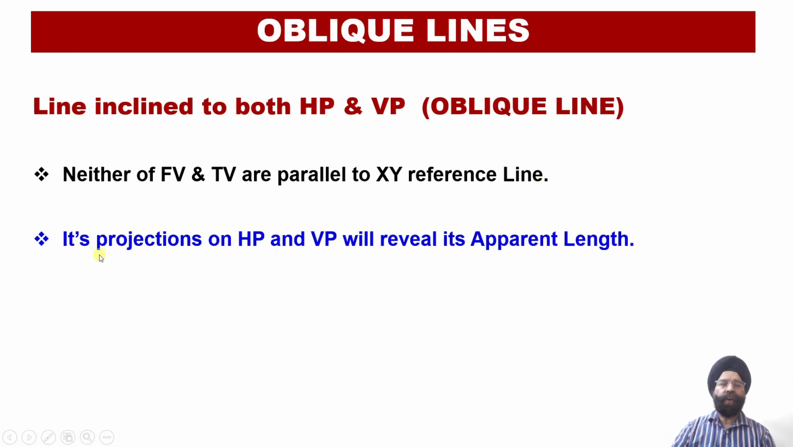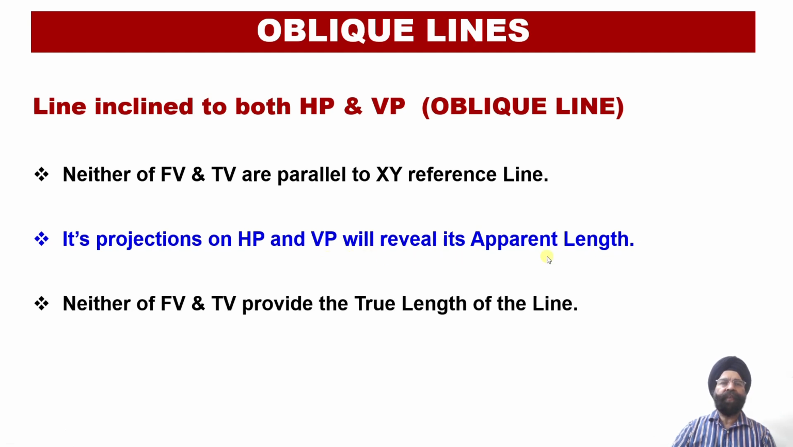The projections of the oblique line on the horizontal plane and the vertical plane will reveal its apparent length, and we will not be able to obtain the true length of the line in the front view or the top view projection. So in case we require the true length of the line alongside the true inclinations of the line with respect to the two reference planes, we need to use the principles of rotation of the line in order to evaluate the true length and true inclinations of the line.